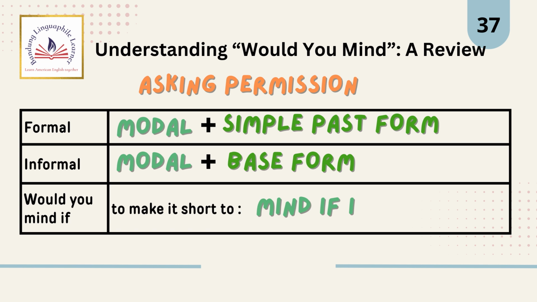Understanding would you mind? Formal and informal ways to ask for permission. The phrase would you mind is commonly used in English to request permission. For formal situations such as in academic or professional setting, would you mind plus simple past form. In informal situations such as with friends or acquaintances, we use the informal structure such as would you mind plus base form. In very informal situations such as with close friends, we can use the shortened form. Mind if.